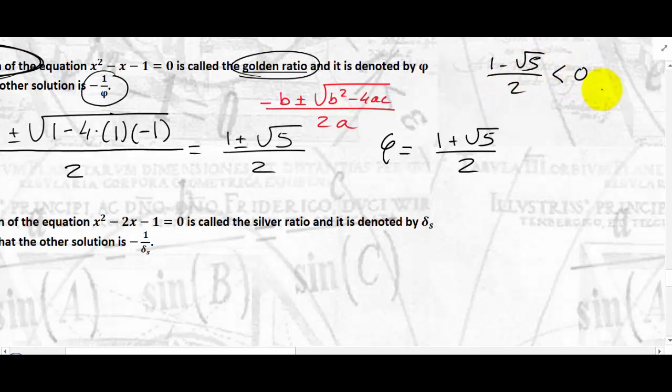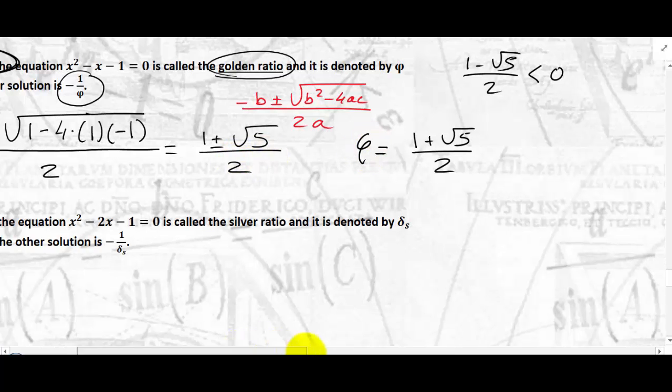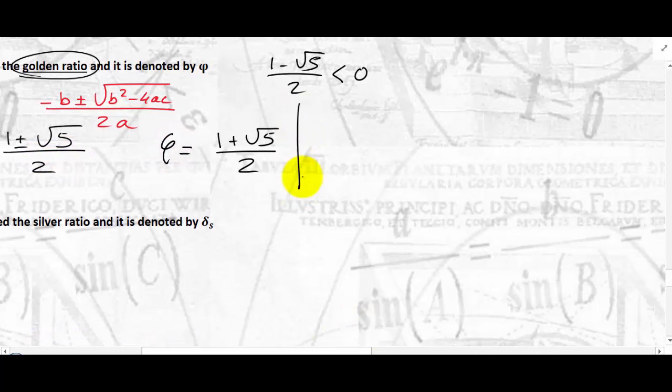Now, I'm asking you to show that the other solution, so what's the other solution? 1 minus root 5 over 2 is the same as the negative reciprocal of phi. Well, what am I asking you to show? Well, let's look at the negative reciprocal of phi, right? What's the negative reciprocal of phi? This, right here. So it is negative. How do you take the reciprocal of that? Just flip it. Negative 2 over 1 plus root 5.